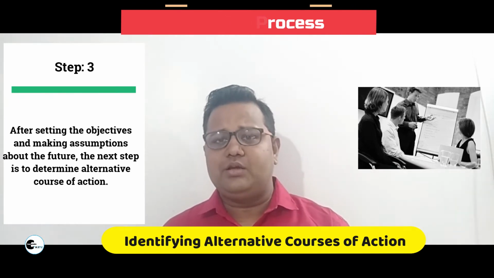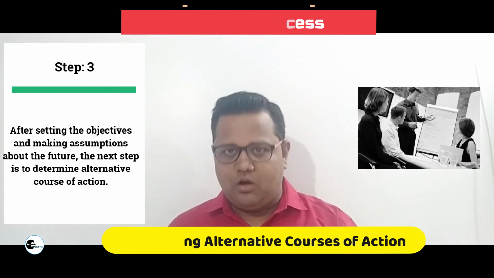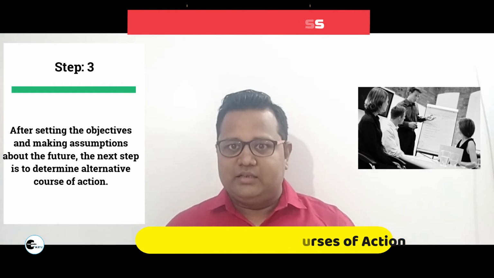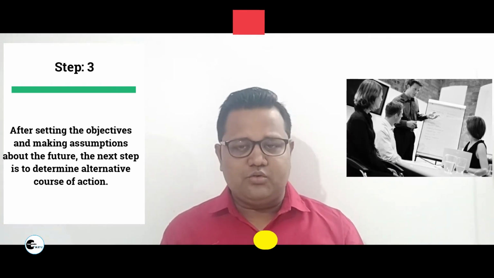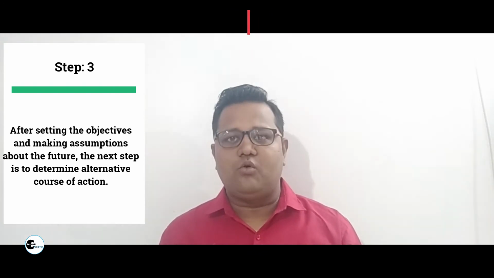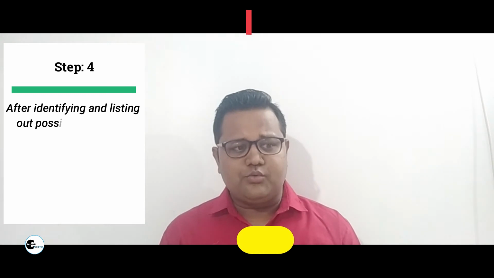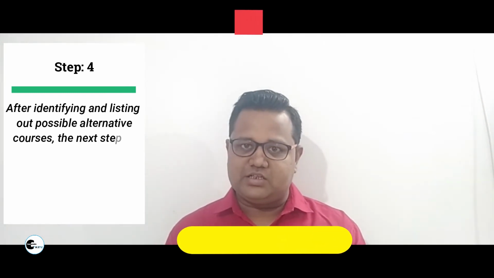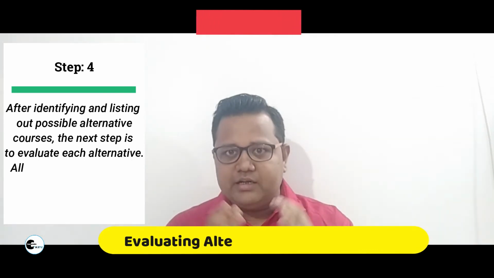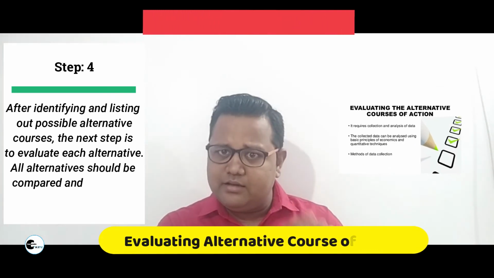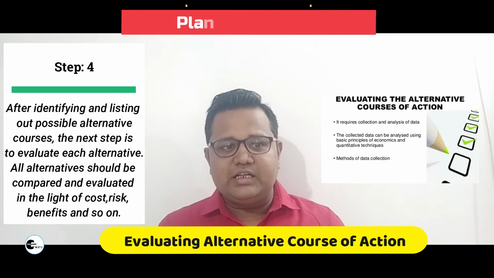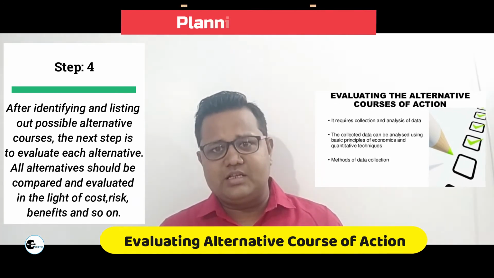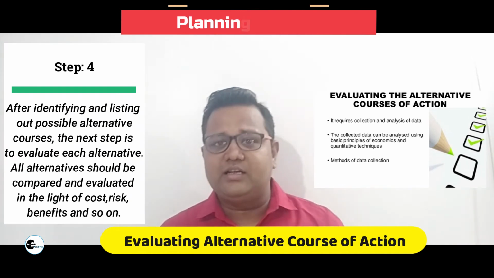Suppose we want to reach the town of our city, what are the different paths? Direct highway, or there are some other ways to reach. That identification is known as identifying alternative courses of action. Number 4, after identifying, is evaluating alternative courses of action. Here first you identify, next you examine and evaluate the different paths. Evaluate your alternatives based on different circumstances, based on time factor, cost factor, risk factor.